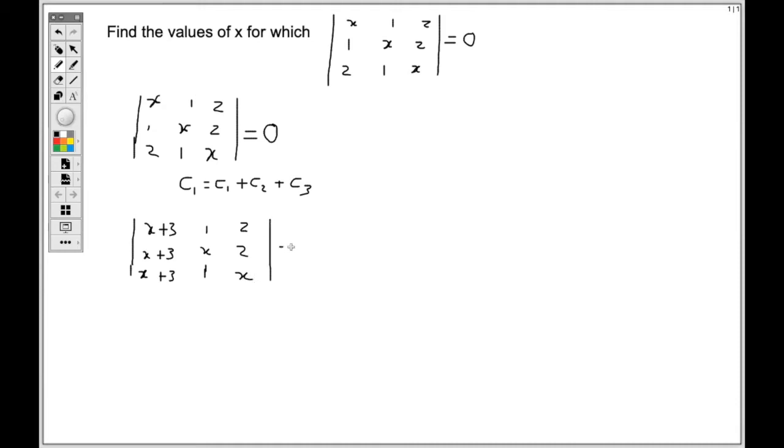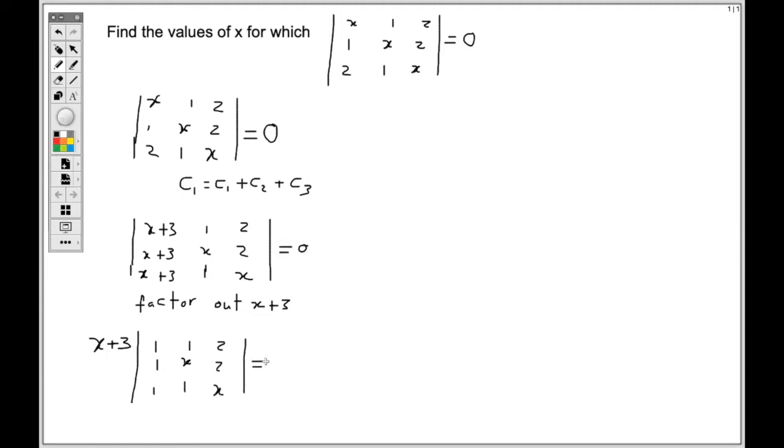And then we're going to factor out the x plus 3 that is common in the first column. So yes, we can factor out of a column or row if we have a similar expression, in this case x plus 3. So that will be my next step. When I factor out x plus 3, I'm left with 1s in column 1. So I am just going to have 1, 1, 1, then 1, x, 1, 2, 2, x.